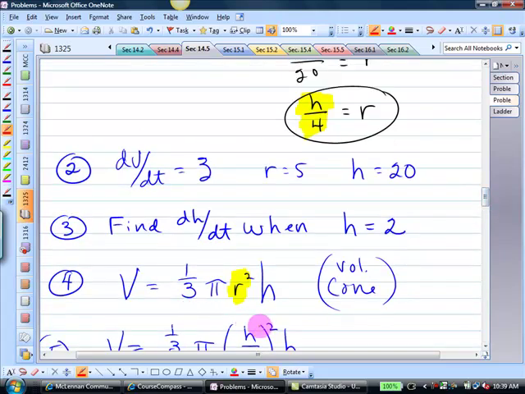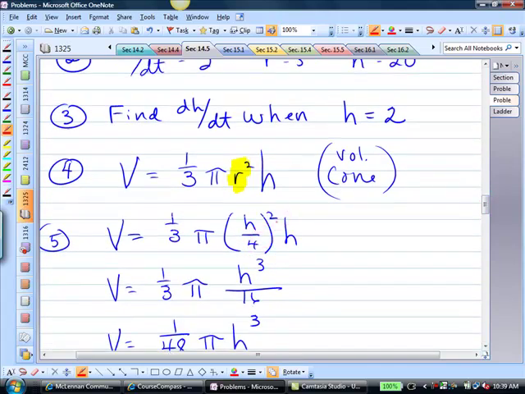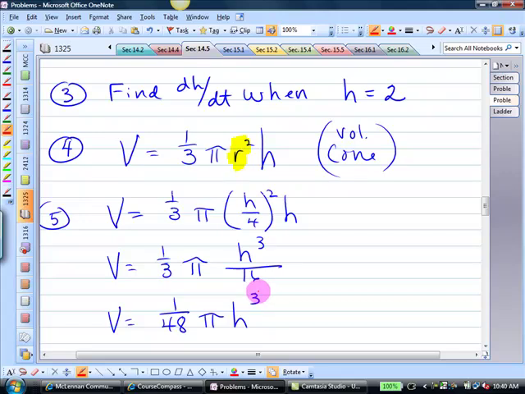1/3 pi r squared h. But we have r in terms of h. So we're going to rewrite that with this h over 4 instead of the r. H over 4 squared: when you square h over 4, you get h squared over 16, and you multiply it by h. So we have 1/3 pi h cubed over 16.